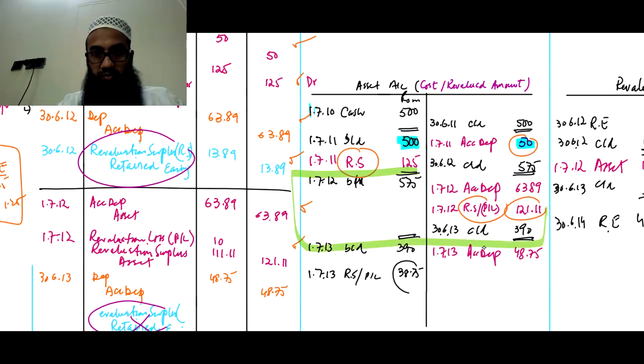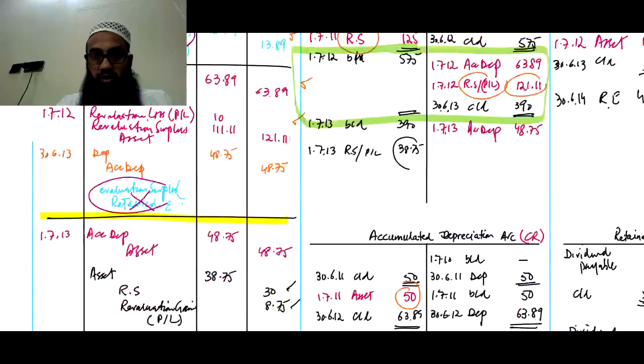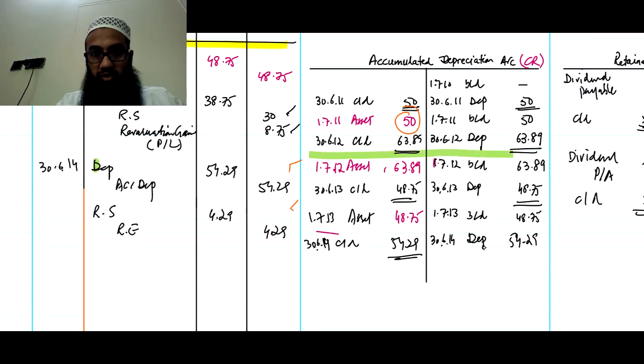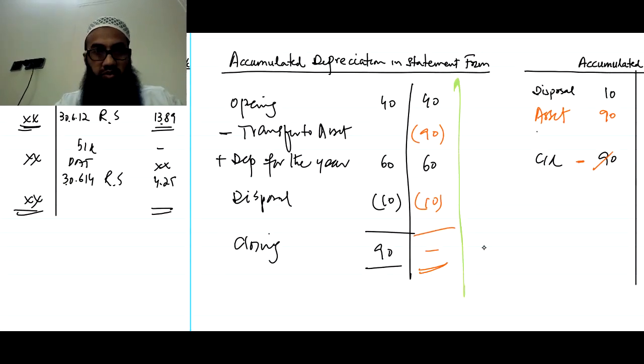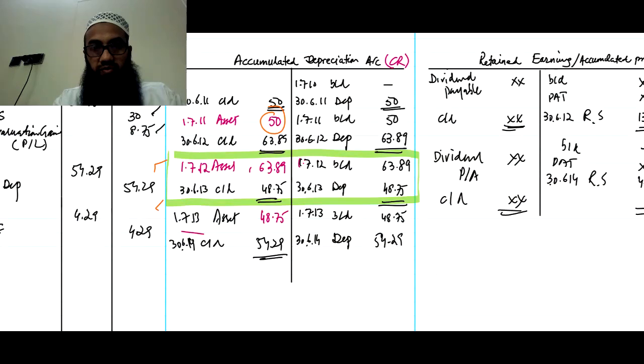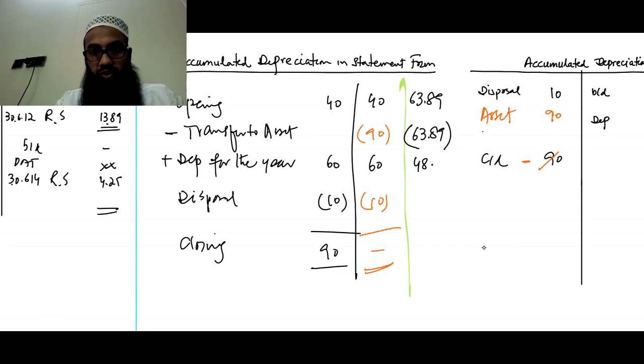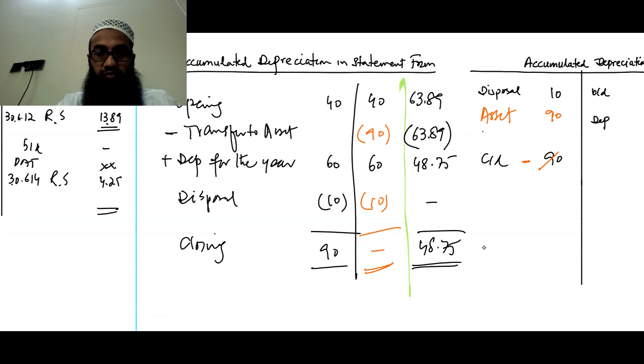Here, then for this one. Now see the accumulated depreciation account has this 63.89 opening. Transfer 63.89. Charge depreciation for the year is 48.75. Disposal. So closing is 48.75. At the end, we used to write the WDV.